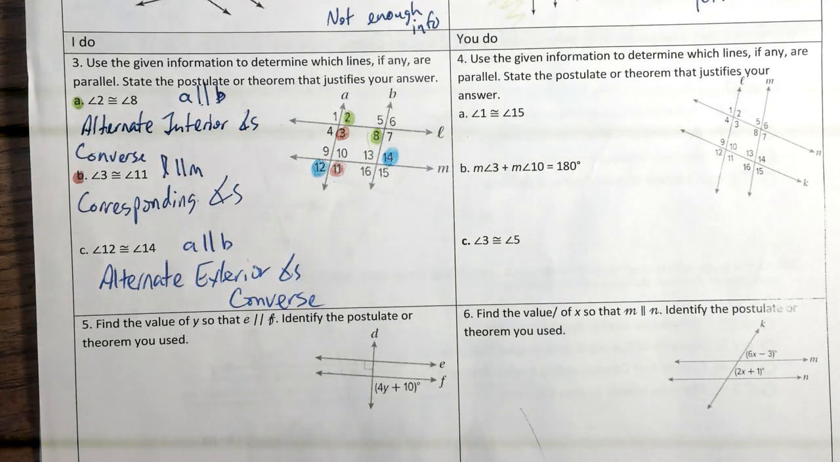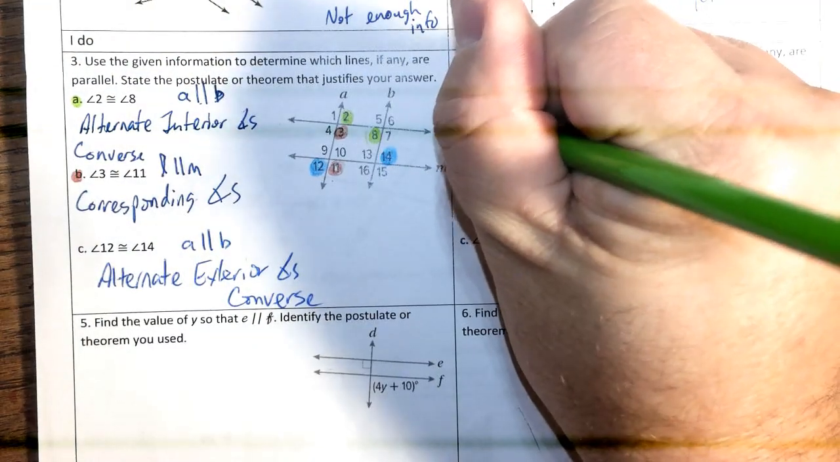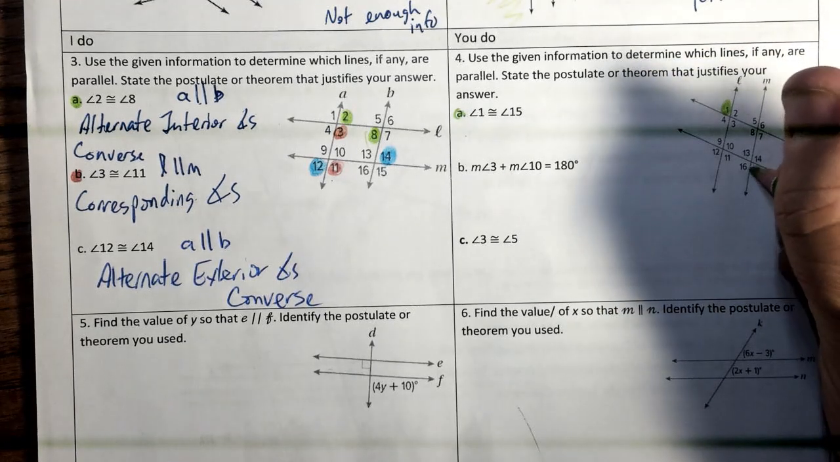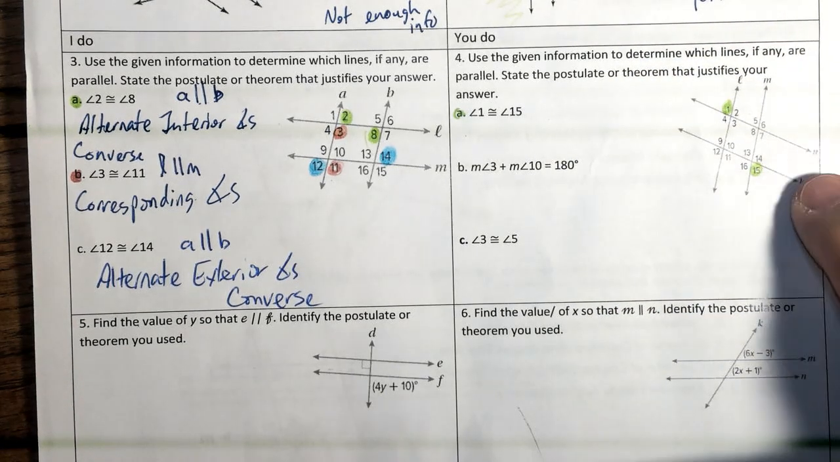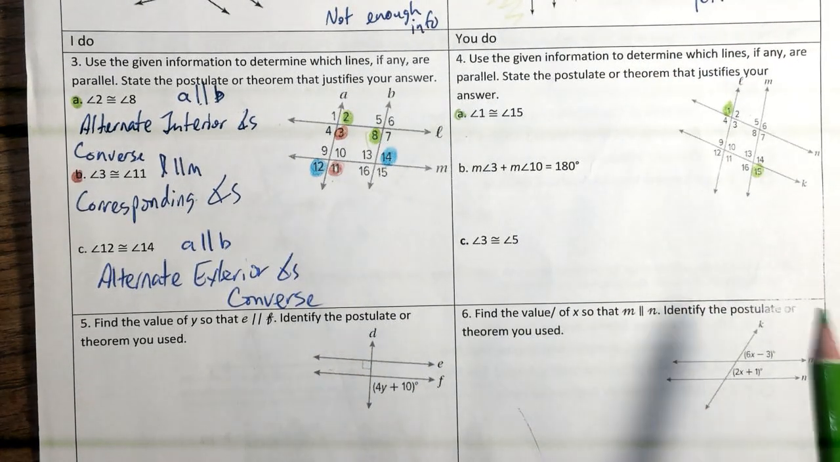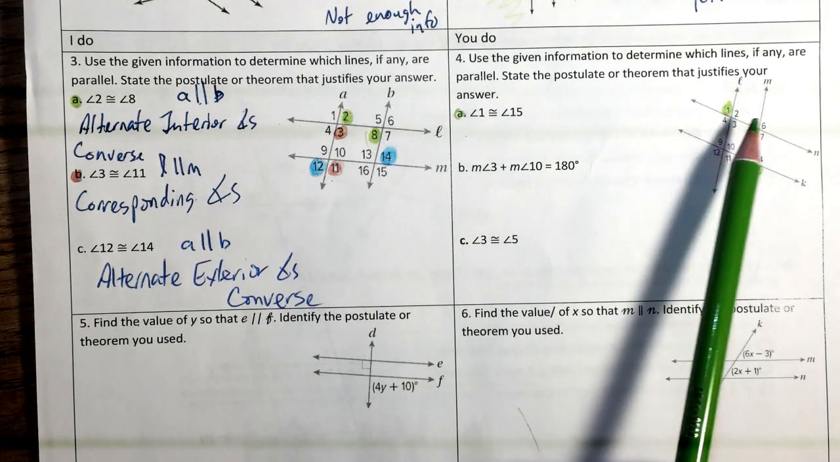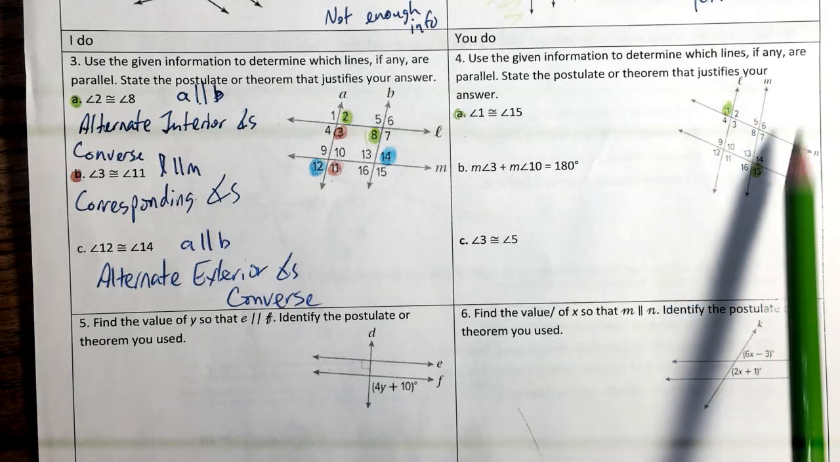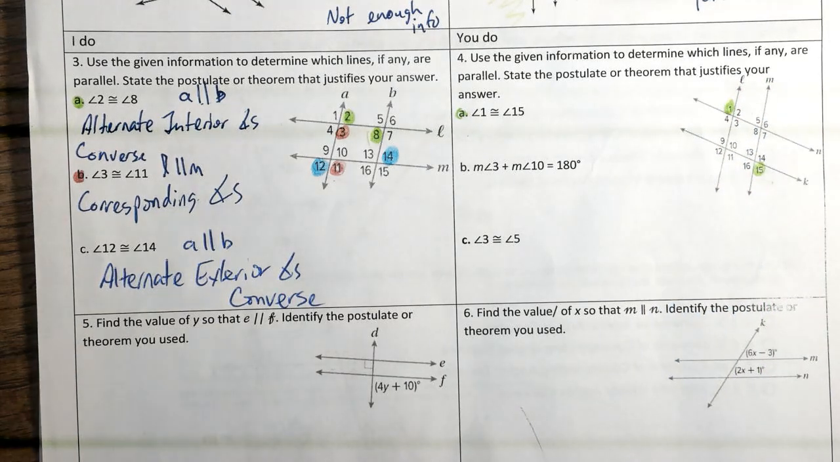All right, number 4. Use the given information to determine which lines, if any, are parallel. State the postulate or theorem that justifies your answer. A, I'll make A green again, and it's 1 and 15. So 1's up here, 15's way down here. All right, so we got 2 sets of lines again. So this touches N, this touches K, this touches L, this touches M. So we may have 2 here.